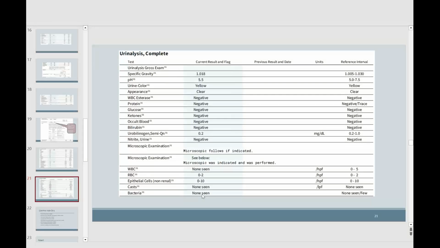This is the urinalysis. This is a urinalysis with microscopic. A urinalysis with microscopic is really important because in LabCorp's world, a microscopic will not be triggered or indicated unless there's white blood cell esterase, unless there's something that's positive in the test strip. So this top part is just the test strip.